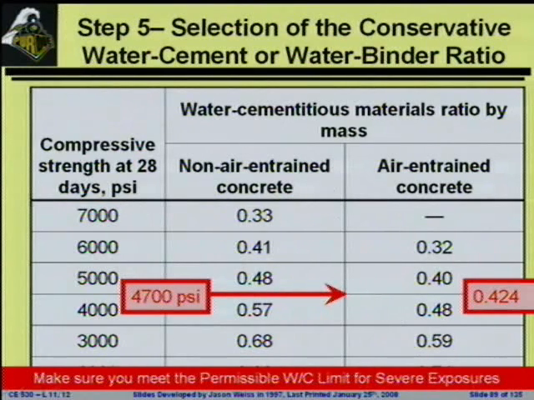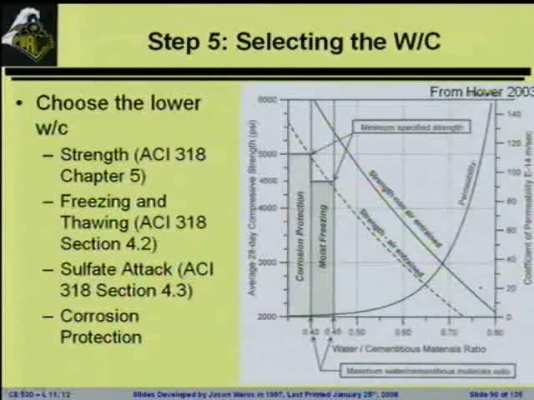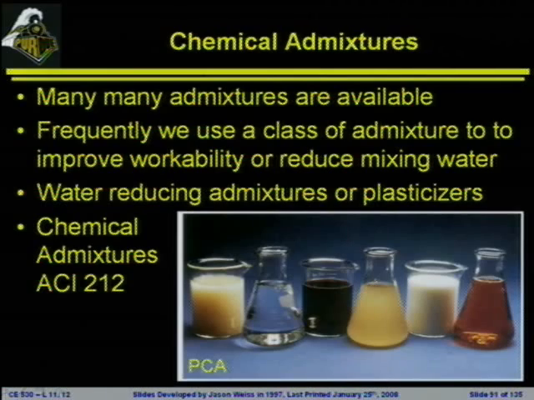We would select our water to cement ratio. 4,700 is between 4,000 and 5,000. We would interpolate between these two values and get 0.424 as our water to cement ratio based on strength. We would go back and look at our water to cement ratio based on our exposure conditions. And I believe, I don't remember exactly, that we had no exposure conditions that we needed to account for, or they were moderate exposure conditions, so none of these would apply, and we can start to move forward. Okay.